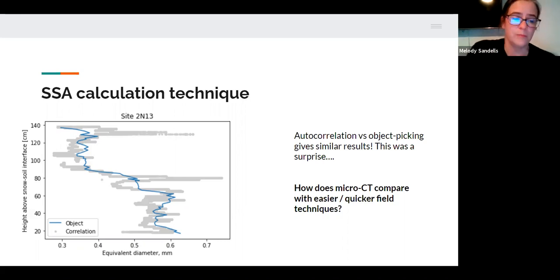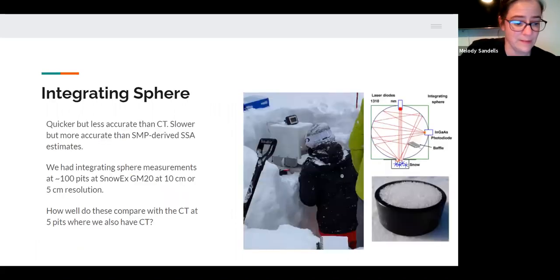The object-based technique is shown in blue, and our reprocessing for this project is shown in the grey. We were hugely surprised that these were actually very, very similar. We were delighted that these methods are quite comparable. This gives us some confidence in the way we're processing these data. So then the question is, how do the micro CT observations of SSA or equivalent diameter compare with other field techniques? So I'll hand over to Mike.